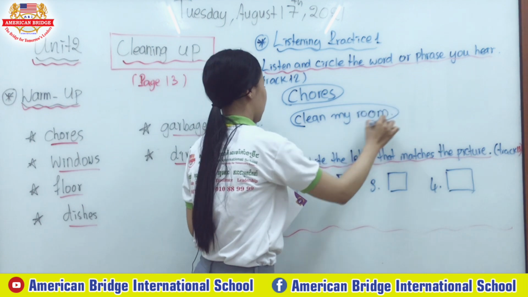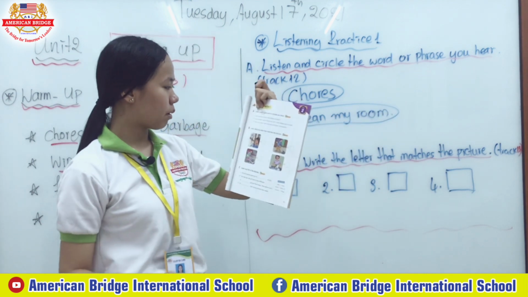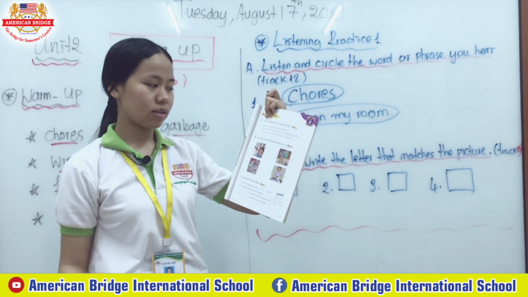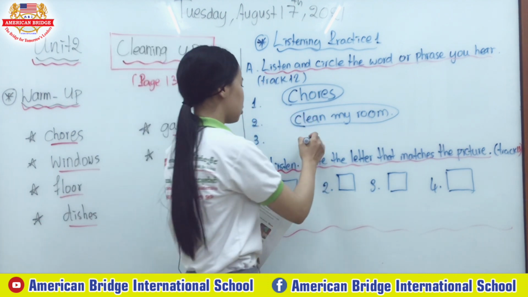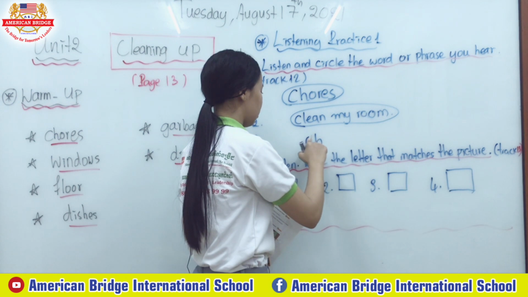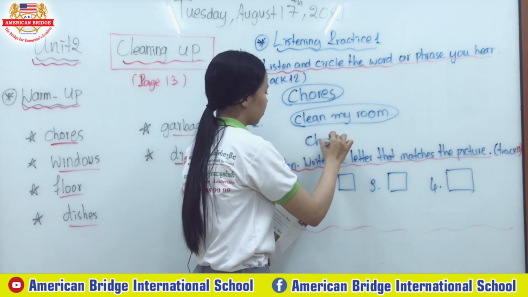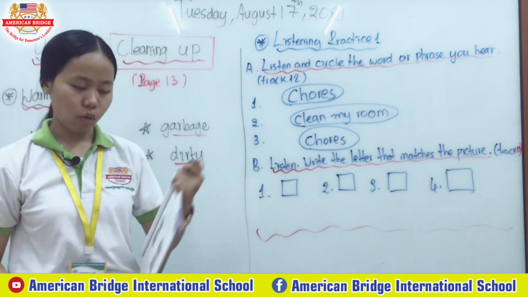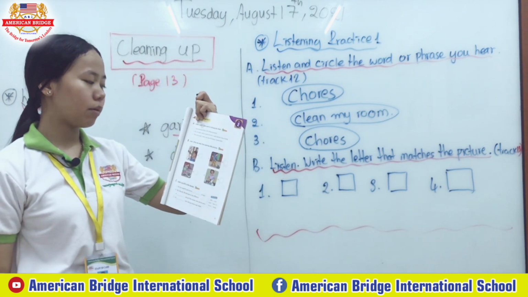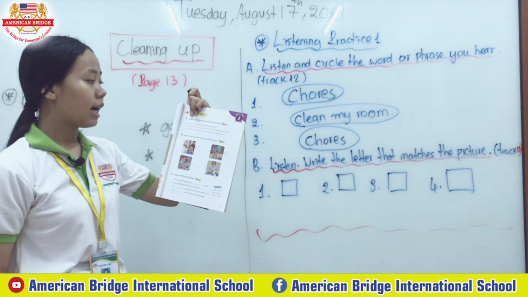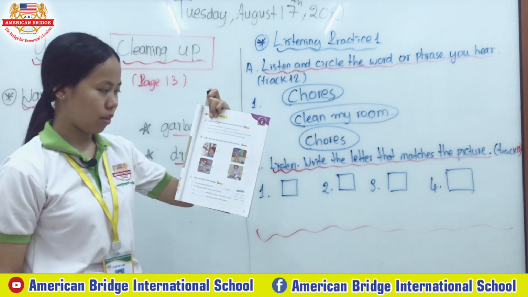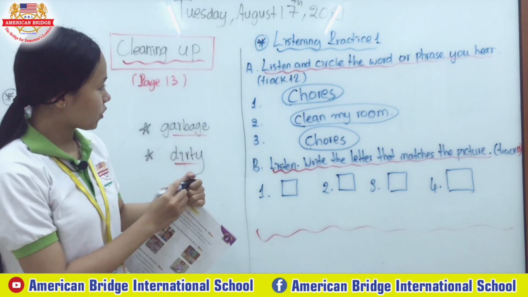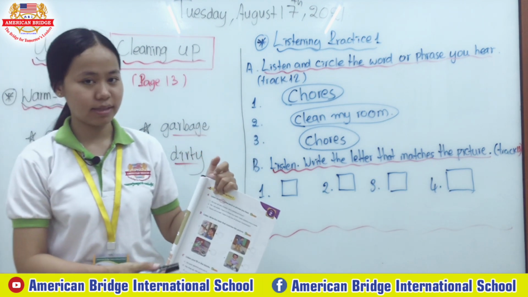So we circle this one. How about number 3, everyone? That's not so bad. I have to do lots of, very good, lots of chores again, right? Chores, we learned already. So we circle the word chores. That's it, everyone. Number 1, we circle the word chores. Number 2, clean my room. And number 3, chores. So we finished section A.